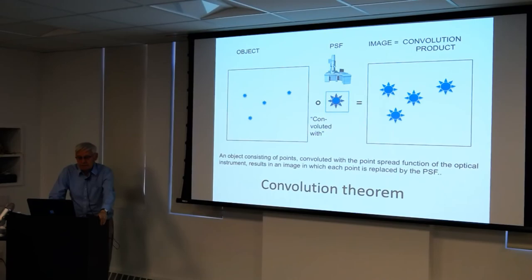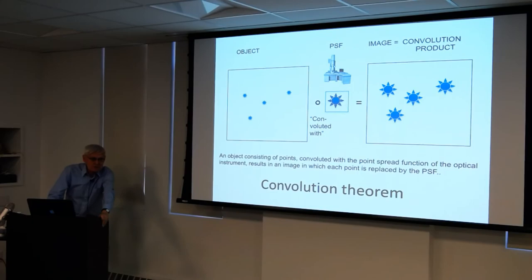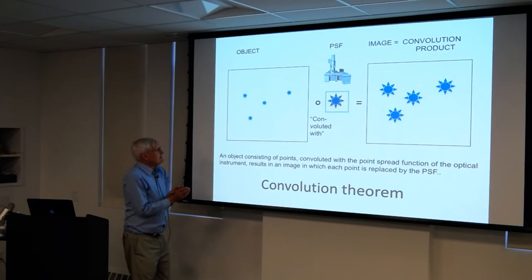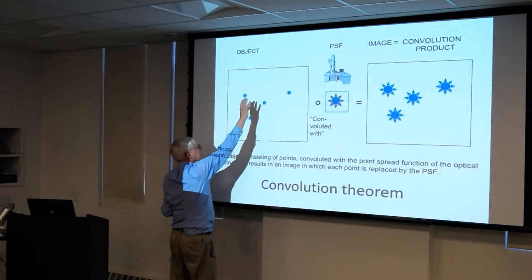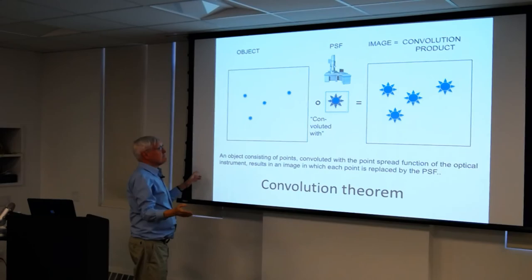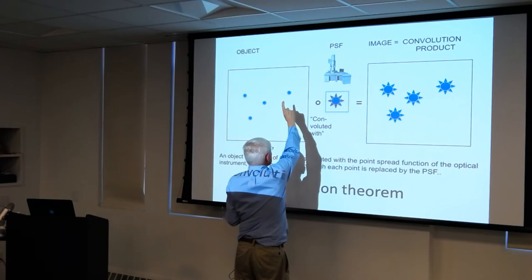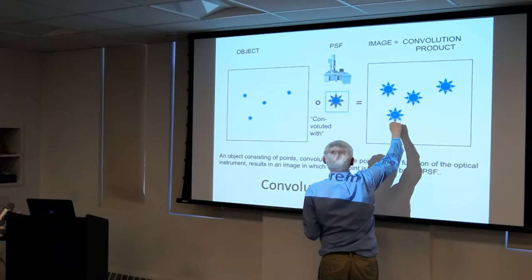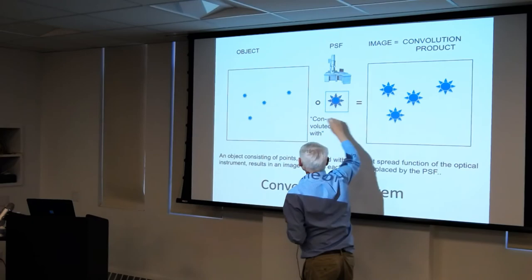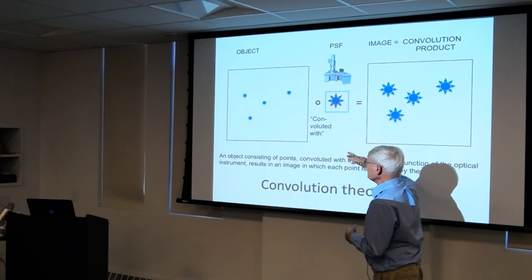So I just have time to tell you about the convolution theorem and maybe about the correlation theorem. That's sort of important. We have an object consisting of points. These are now discrete points. What happens if we now image these points with a microscope? It means that we replace each of the points by the point spread function. So we essentially see the same constellation as here, but everything is spread out. Now, this is called convolution. This is the operation of convolution.